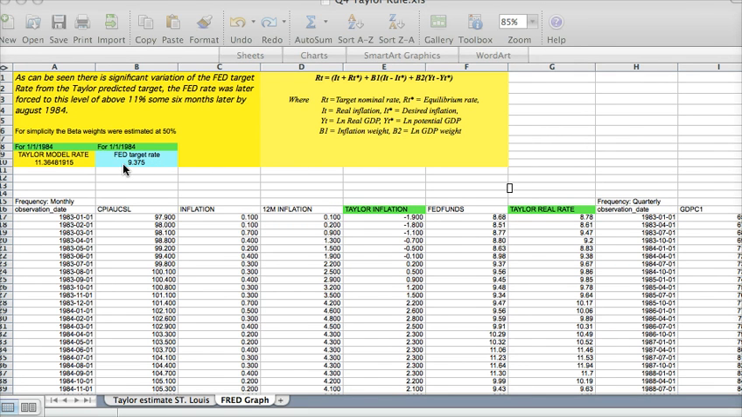What's interesting to notice is that 6 months after this event, the federal target rate was actually raised to 11.25 and again up as far as 11.5%.